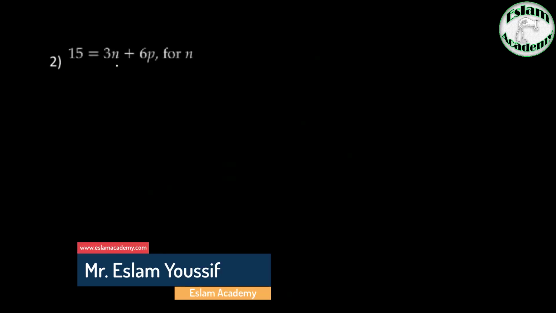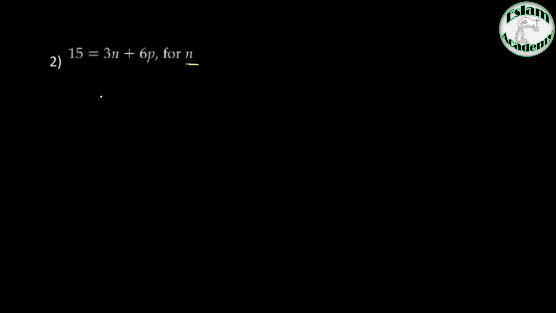Number 2. 15 equals 3n plus 6p. We need to solve for n. As we said before, to solve for n, we need to write n on the left hand side and all of the rest of the equation on the right hand side. So we have 3n plus 6p is equal to 15.